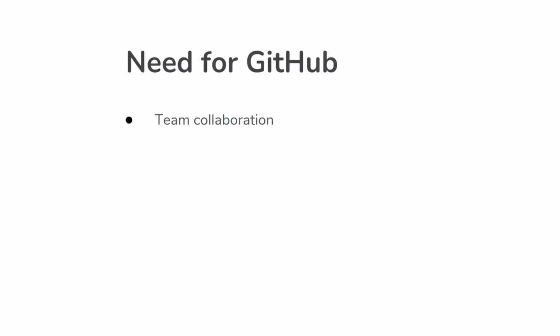Why do we need GitHub? The most important feature that GitHub provides is team collaboration. It helps multiple people to work simultaneously on a single project where each person edits his or her own files and chooses when to share the changes with the rest of the team.